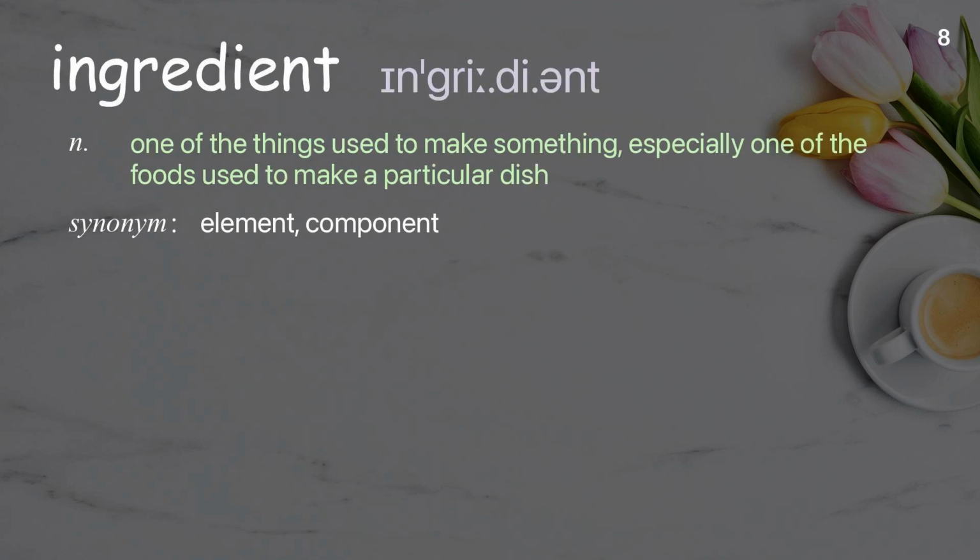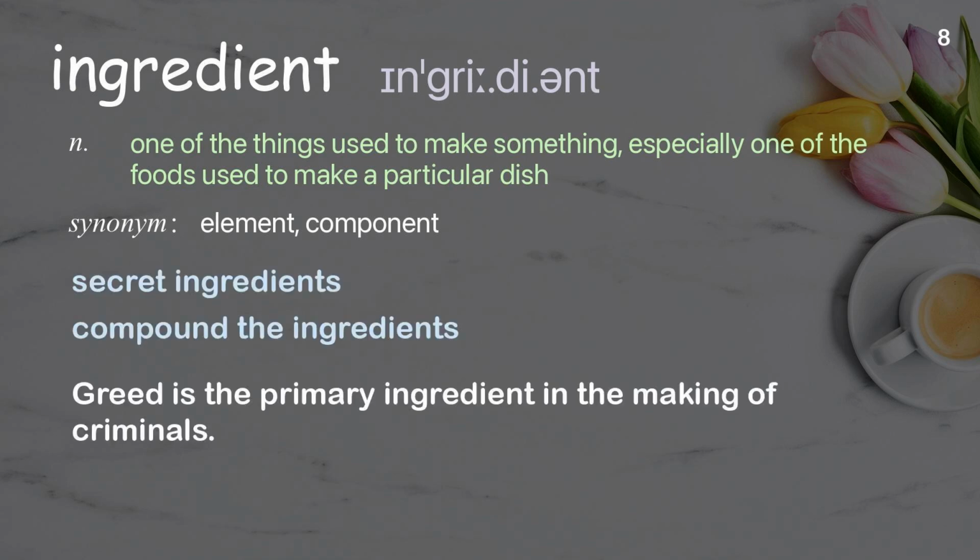Ingredient. One of the things used to make something, especially one of the foods used to make a particular dish. Examples: secret ingredients, compound the ingredients. Greed is the primary ingredient in the making of criminals.